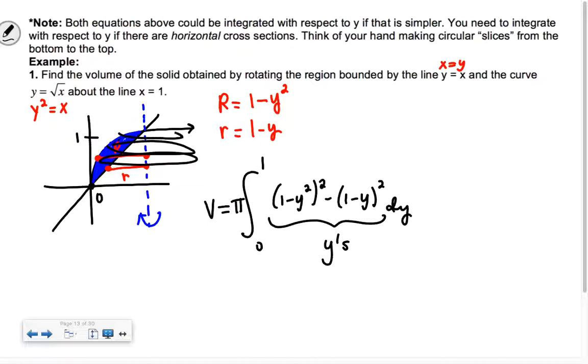So it's just saying we have an infinite number of these cross sections, right? Do you remember those circular cross sections, the discs? That's what we're creating. Where'd you get like 1 minus y squared and 1 minus y? So we did the right side, which was 1, and the left side, which was that y squared curve. Okay, so that's our setup. Don't forget your pi.